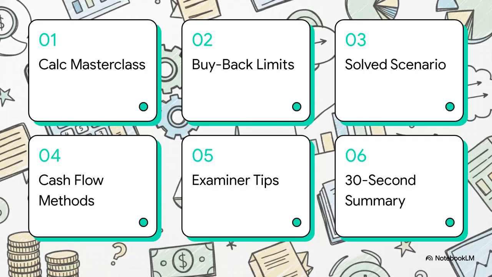Here's our roadmap for today. We've got 1. The Calculation Masterclass, 2. Buyback statutory limits, 3. A solved scenario for those limits, 4. Cash flow, direct versus indirect, 5. Examiner tips and pitfalls, and we'll wrap it up with 6. A final 30-second summary. Let's not waste any time.